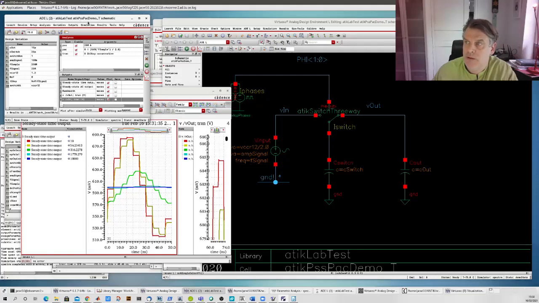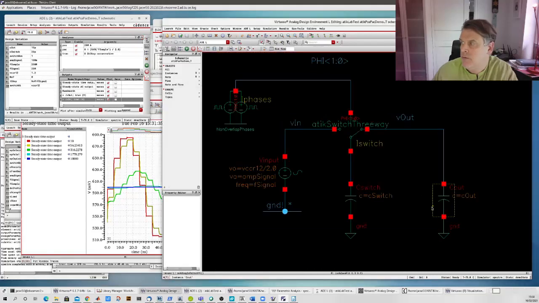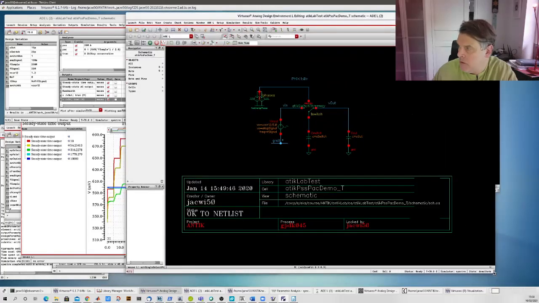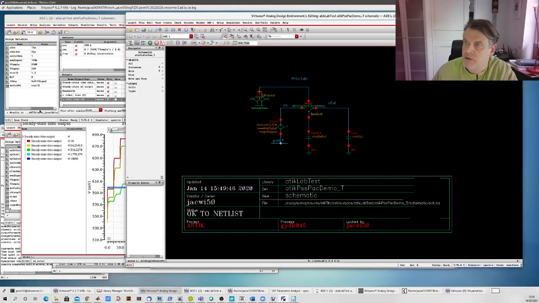ATIC lab, ATIC PSS PAC demo _T, and run through some tests there. They are also mentioned somewhere in the reference material. And one can play around with other parameters too here.